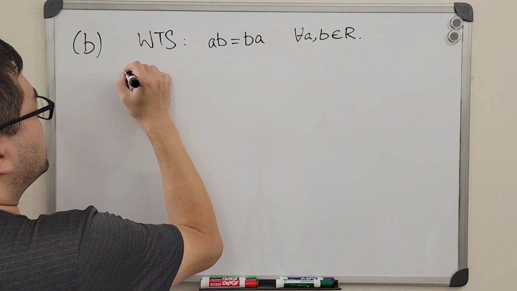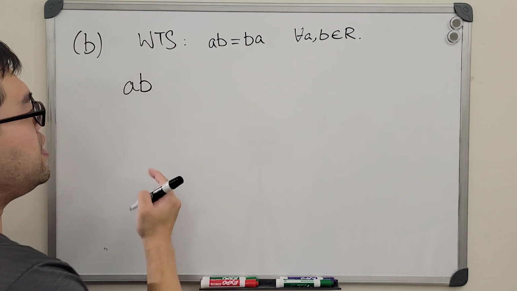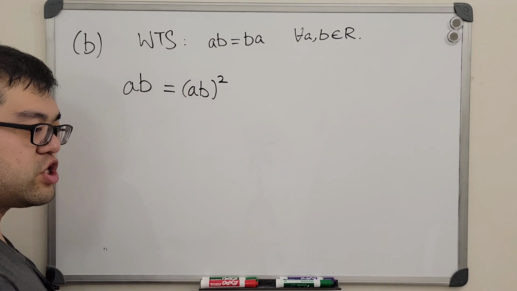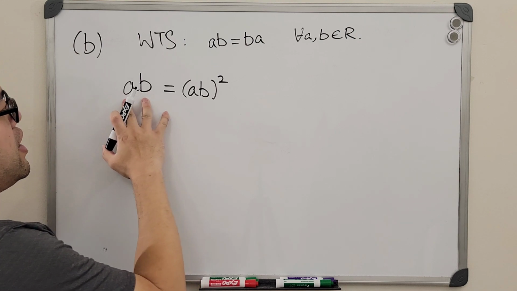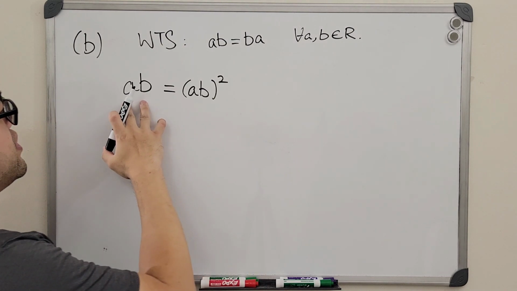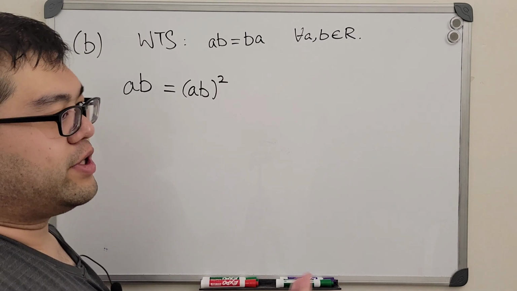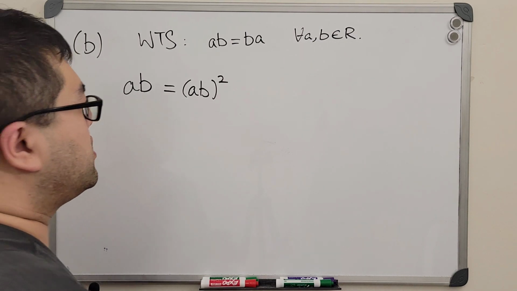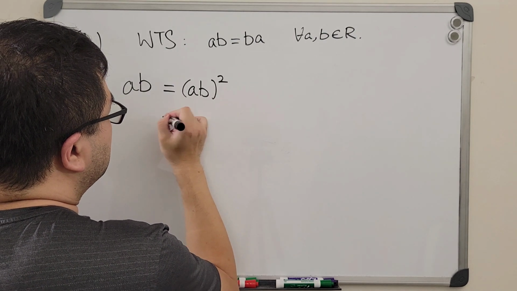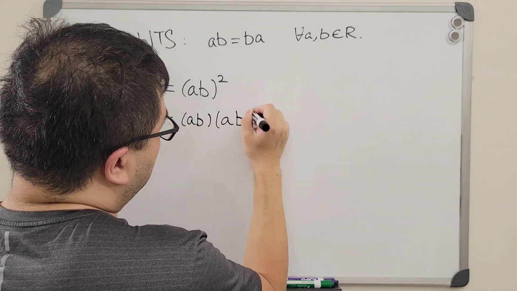Well, we can see that if we start from the left hand side, AB, we actually get that AB is equal to (AB) squared, using the condition that we have, that any element is equal to its square. And of course, we know that if A and B are elements in R, the product here is also an element in R, because R is a ring, so it is closed under multiplication. So in this case, we will actually get (AB) squared, which is the same as AB times AB.